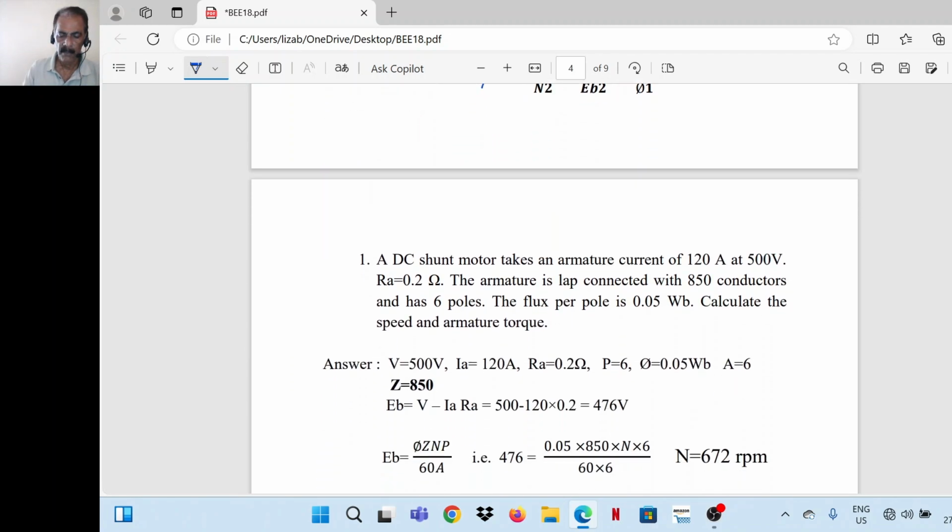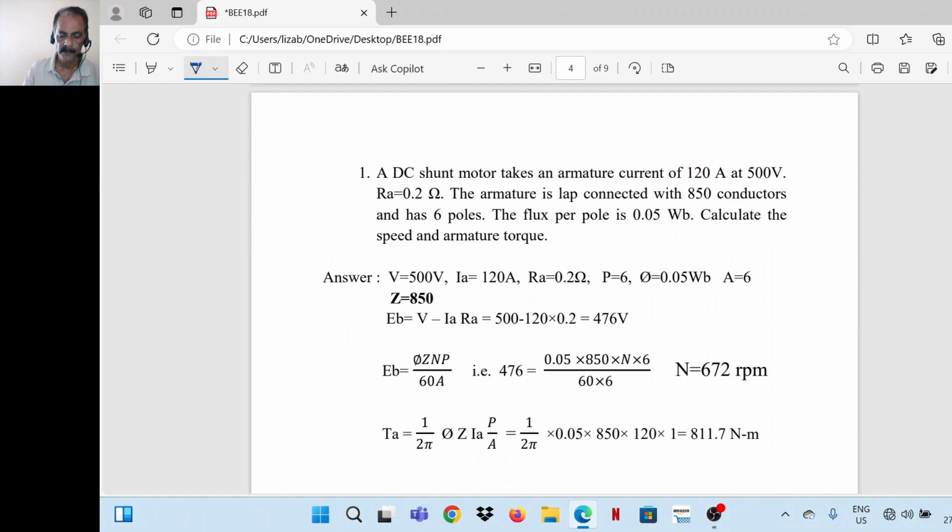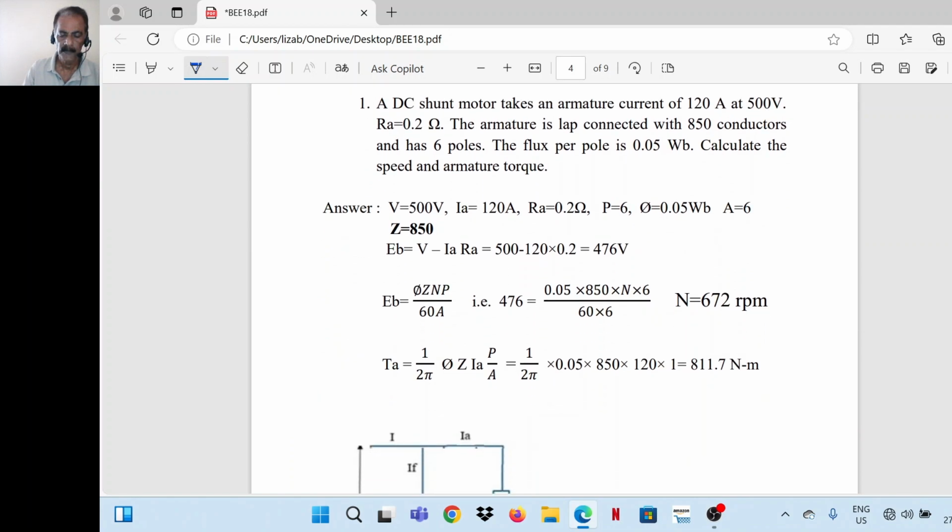Now let's work out a few examples. A DC shunt motor takes an armature current of 120 ampere at 500 volts. So terminal voltage is 500 volt. Armature current is 120 ampere. Armature resistance 0.2 ohm.